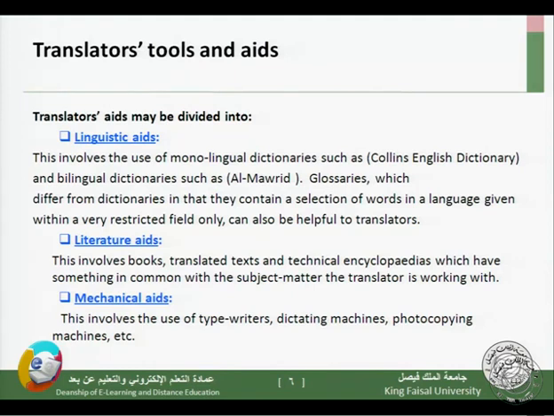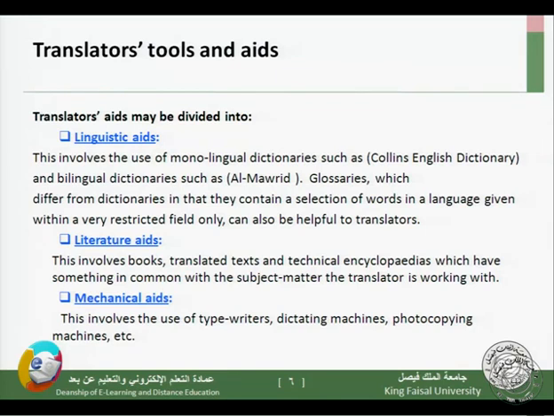So you have Al-Muhit Dictionary, you have Collins Dictionary. They are monolingual. It means one language. And you have bilingual dictionaries. So many, there are so many dictionaries. The technical and scientific dictionary, Ahmad Shafiq, and then you've got Al-Mawrid, English Arabic, and then you've got Hans Wehr, from Arabic into English. It's a beautiful dictionary. So this is what I mean by linguistic aids.